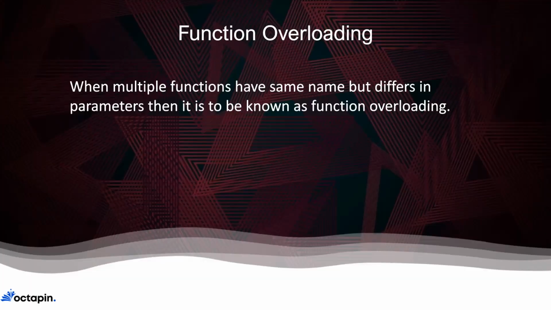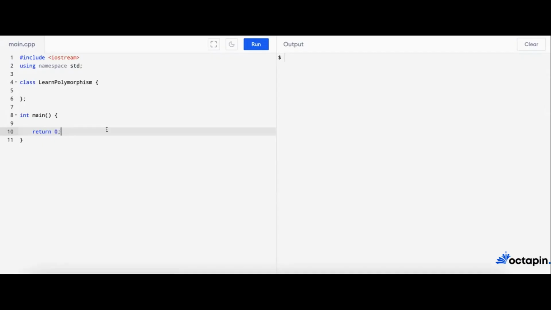When there are multiple functions with the same name, but the parameters are different, maybe in the count of parameters or maybe in the type of parameters, then these functions are known as function overloading, where one function is overloaded with another function of the same name. Let's see an example. Here I am using an online compiler. Let's create a method to add two numbers.